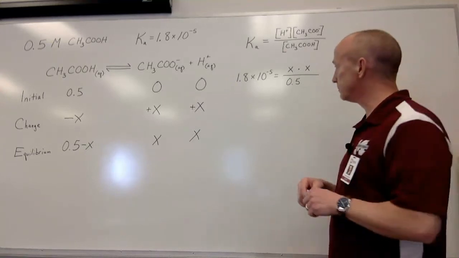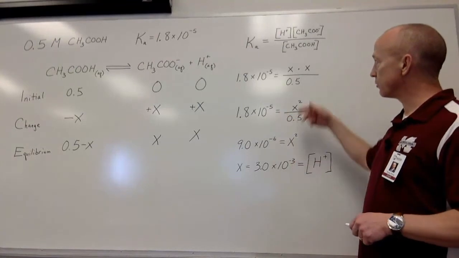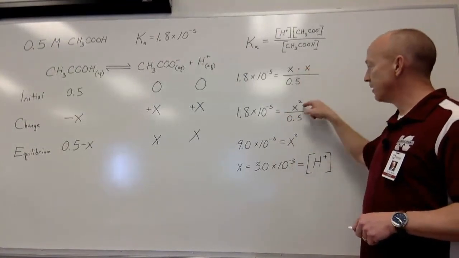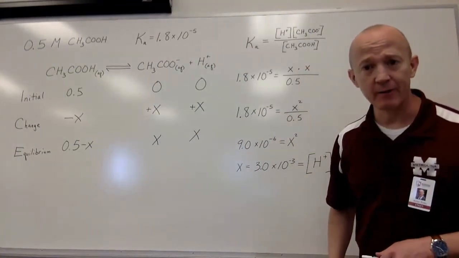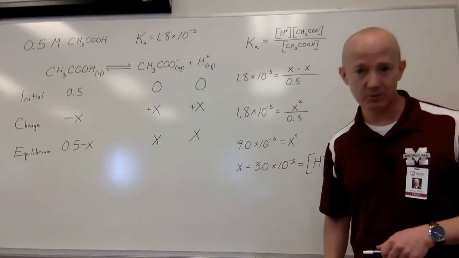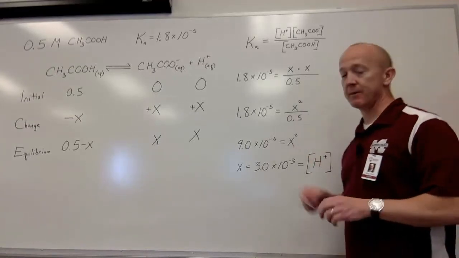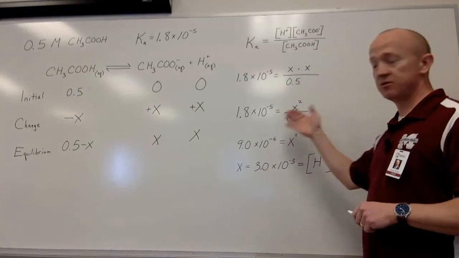So here we go. I have 1.8 times 10 to the negative fifth is equal to X times X, which is X squared, by the way. X times X is not 2X. It's X squared, okay? So I have X squared divided by 0.5. Now I just do the math.